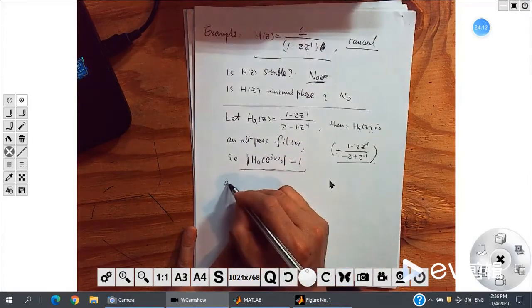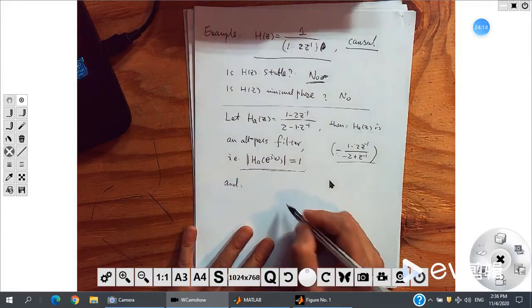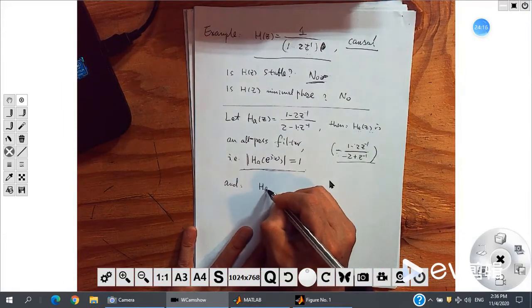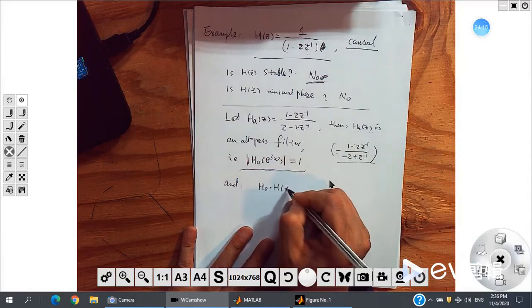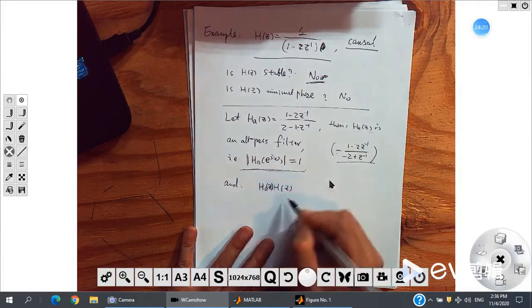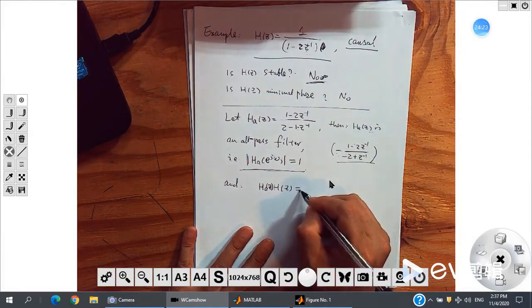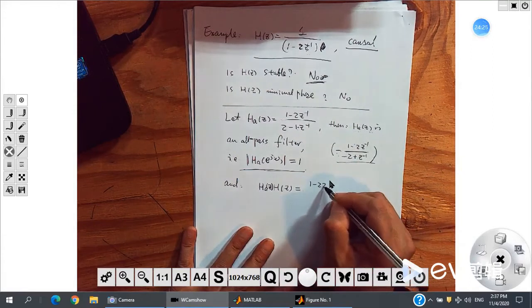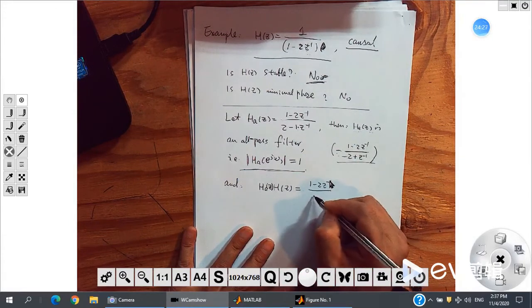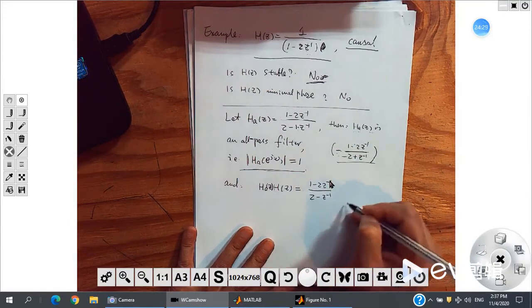And furthermore, what is H_A times H? H_A is (1 minus 2 times z to the negative 1) over (2 minus z to the negative 1). This is H_A.